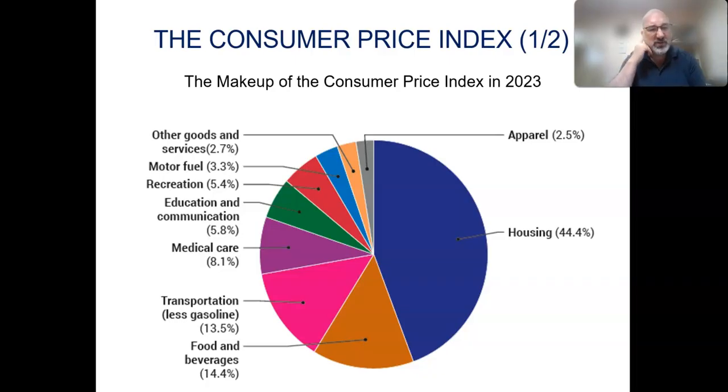Let's look at it right now. This is what's in the basket. This will be our last slide for this video. Apparel is about 2.5%. Housing is about 44, almost 45%. Food and beverages about 14.5%. Transportation minus gasoline is about 13.5%. Medical care is about 8%. Education and communication, that's a weird mix, about 6%. Recreation is 5.5% or so. Motor fuel is about 3.3%, and it has its own category. Other goods and services are about 2.7%. So that's kind of interesting.